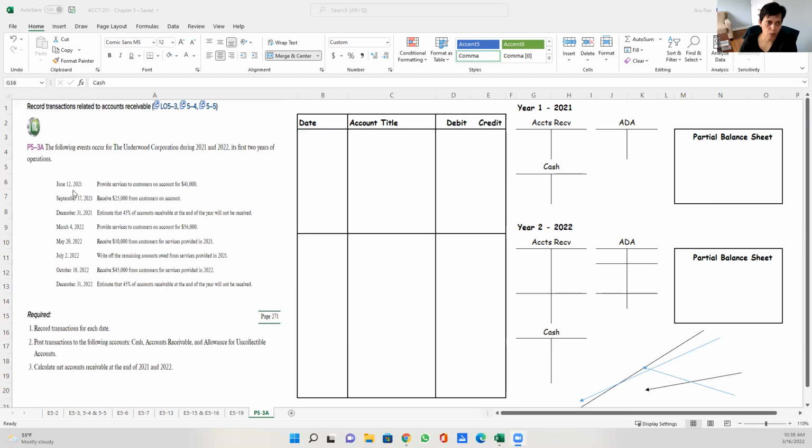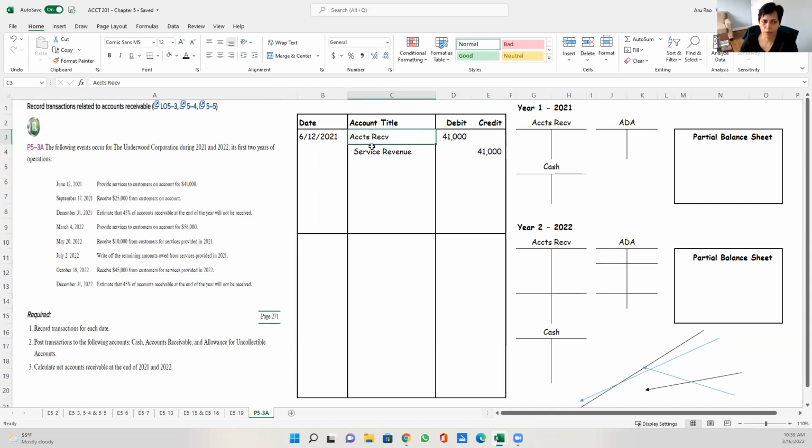So on June 12th, 2021, they told us that we provided services to customers on account for $41,000. On account means it's a credit transaction. So let me start out with my date over here. On June 12, 2021, I provided services on account, which means I can credit my sales. I have not collected cash as yet, so it's going to be accounts receivable debit, and I will credit my service revenue, and that dollar amount is $41,000.